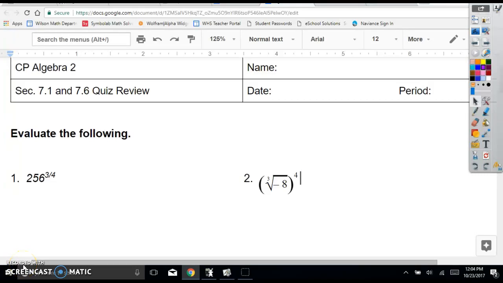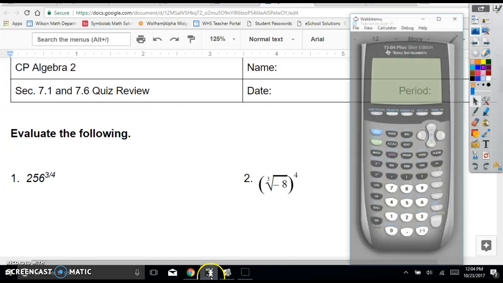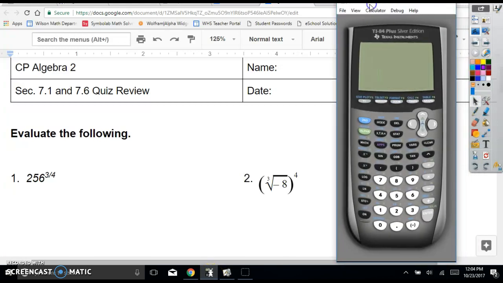Hey guys, this is your review sheet for your quiz 7.6. First two should be pretty quick, straight up calculator problems, so you won't have to show work tomorrow. All you have to do is literally type in verbatim what you see here, which is 256, caret to the 3/4. So 3 divided by 4, you hit enter, this is 64.